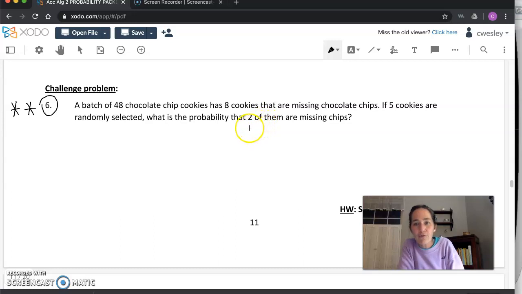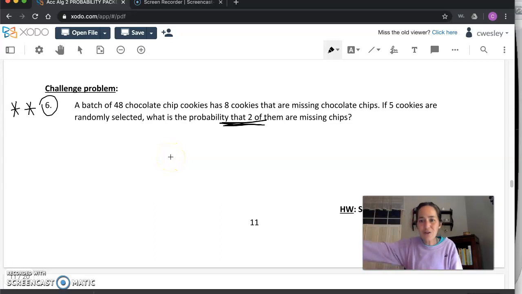So you know for a fact that if 5 cookies are randomly selected, like the cookies are baked and I just put my hand on the plate and select them blindfolded, what's the probability, now this is pretty specific, that exactly 2 of them are missing chips?